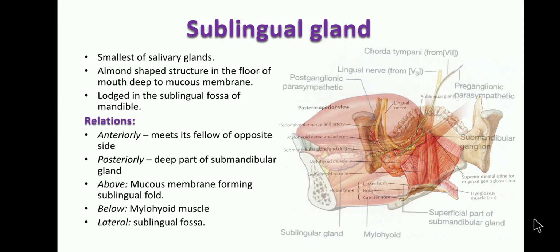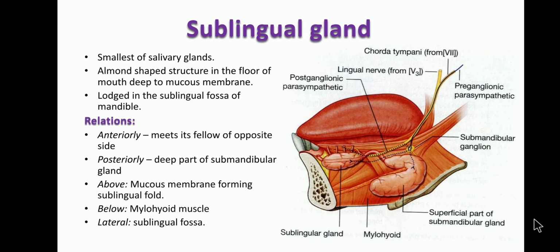Here you are able to see the sublingual gland, and it is related anteriorly to meet the fellow of the opposite side, posteriorly to the deep part of the gland, and below you have the mylohyoid muscle. Medially it is resting on top of the genioglossus, which forms the bulk of the tongue. This is the extrinsic muscle of the tongue.